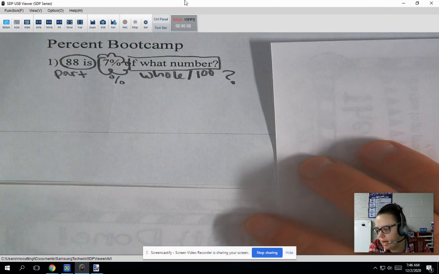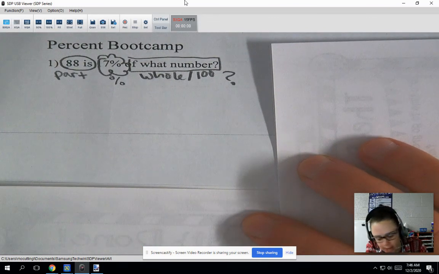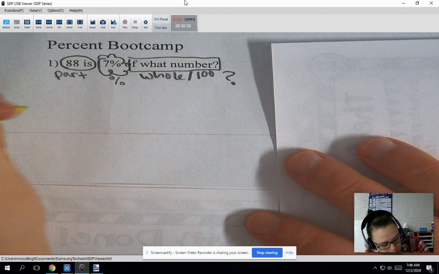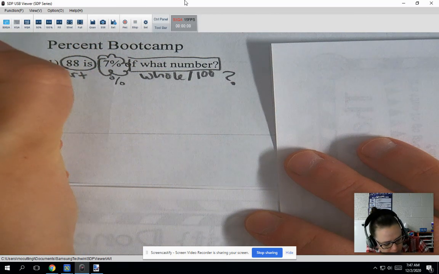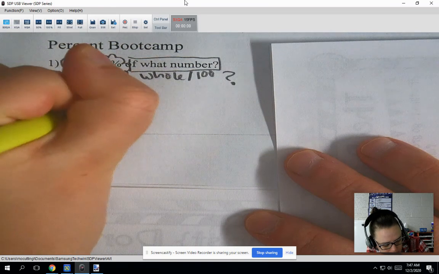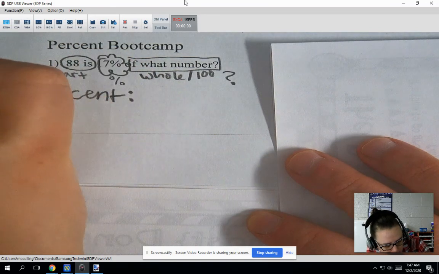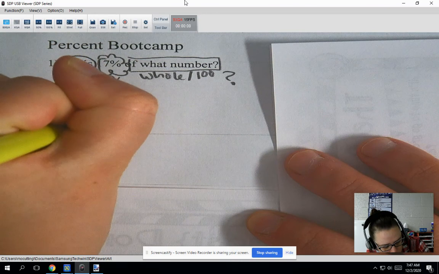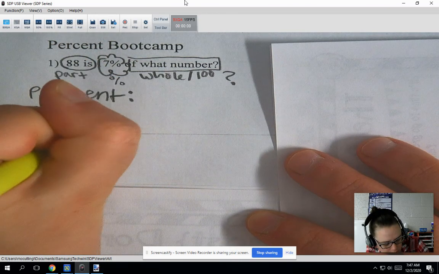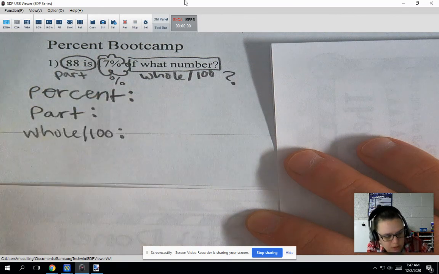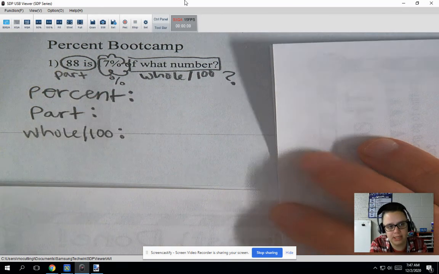Okay, so what we're actually going to write before we make our table, so you're going to have number 1, and then you're going to write percent, part, whole slash 100. So you're going to have number 1, percent part whole slash 100.